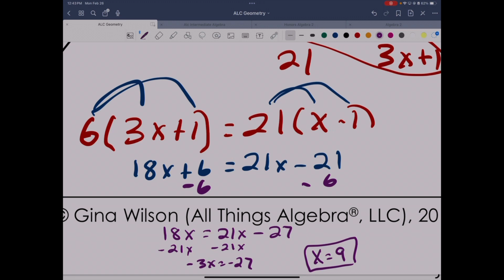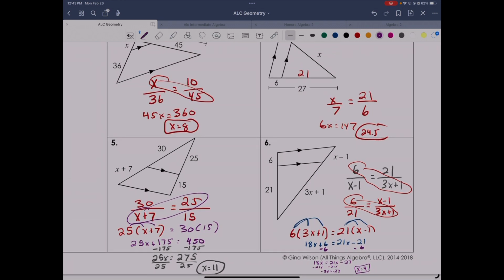There's lots of different ways you could have done that. You could have subtracted 18x from both sides up top. There's lots of different ways to do this one. But in the end, you're always going to get an answer that x is equal to 9. Okay?